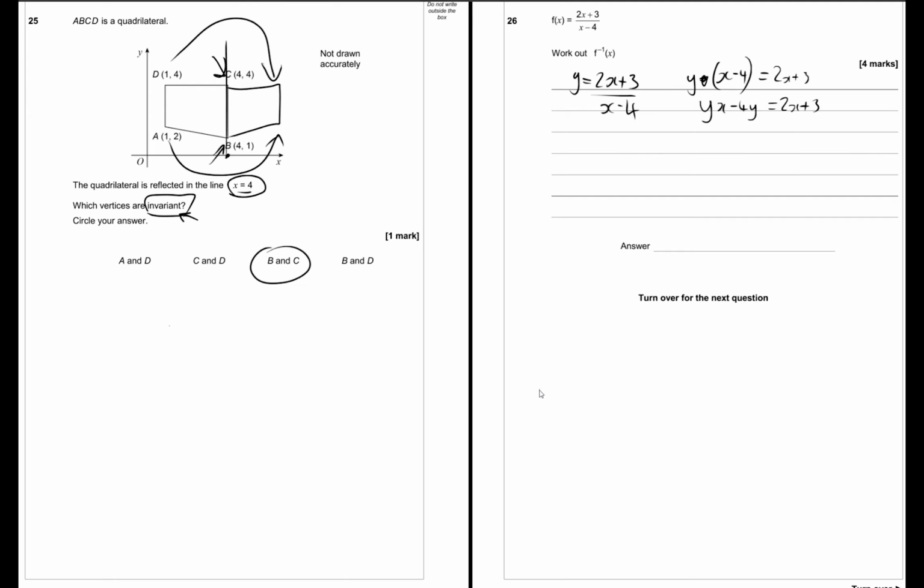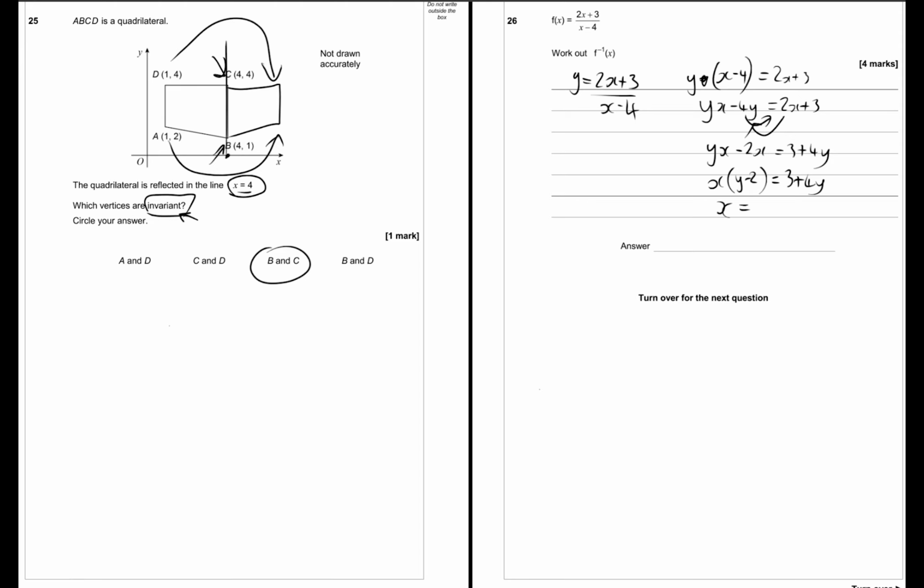So let's see what we can do here. Let's try to get all the x's onto one side. So we're going to swap this 4y and this 2x. So we're going to get yx minus 2x is equal to 3 plus 4y. And now we're going to factorize the x out of this. So we're going to get x times y minus 2 is equal to 3 plus 4y.